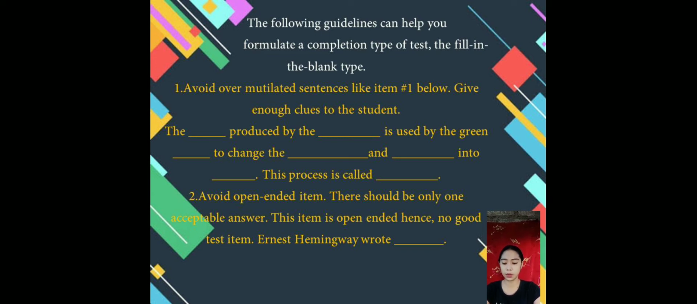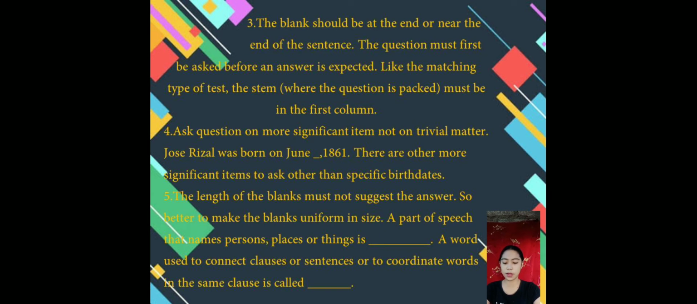Number 2. Avoid open-ended items. There should be only one acceptable answer. This item is open-ended, hence no good test item. Example, Ernest Hemingway wrote blank. Number 3. The blank should be at the end or near the end of the sentence. The question must first be asked before an answer is expected. Like the matching type of test, the stem with the question must be in the first column.